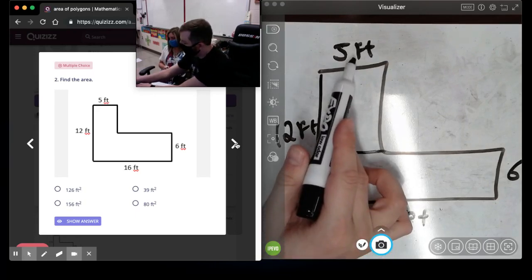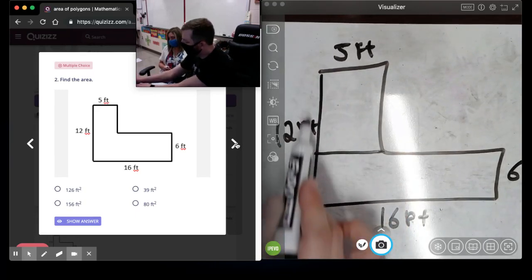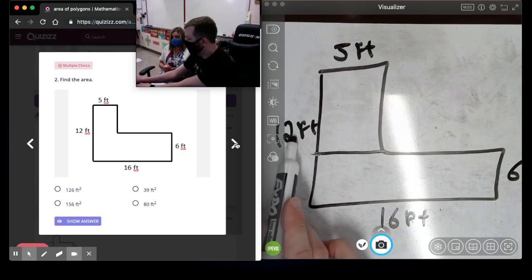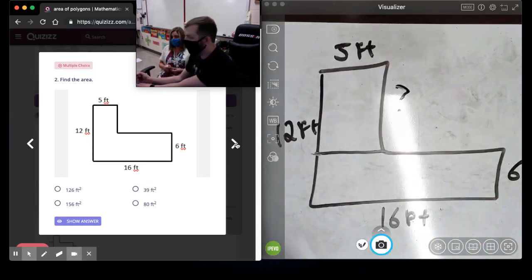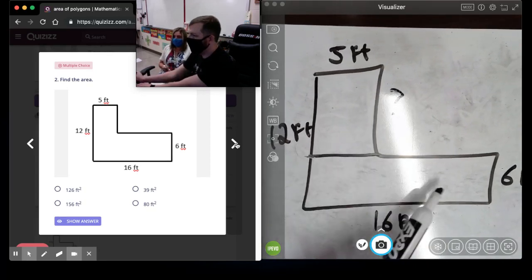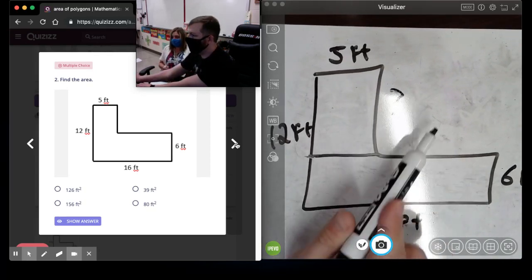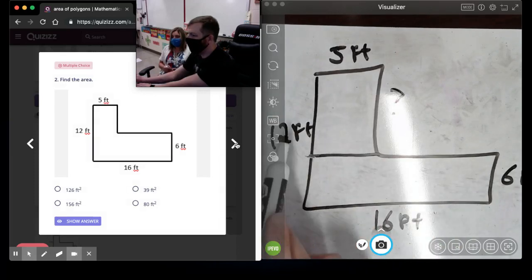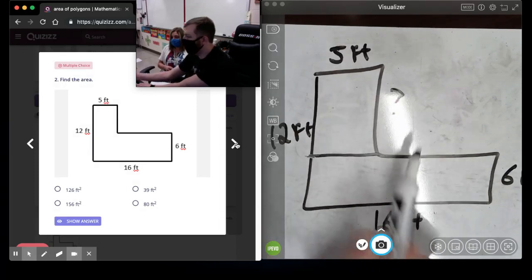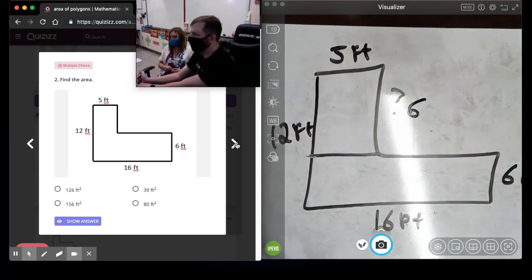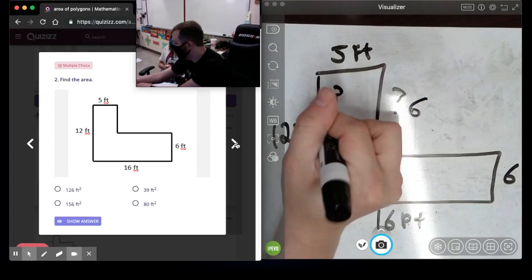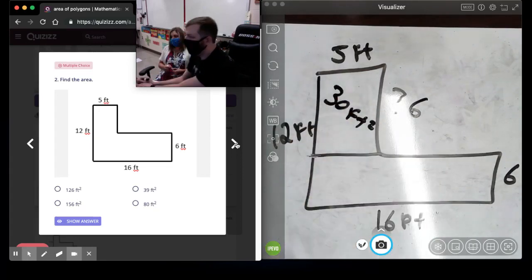So here I have a 5 by, now here's the thing. I know this side says 12, but where I split it right here, that's not actually going to be 12. I'm looking for this side here. So I have to take off the 6 feet, because I know that this side and this side combined is 12. So 12 minus the 6 feet here would make this one 6 feet. So now I know that 5 times 6 is 30 feet squared.